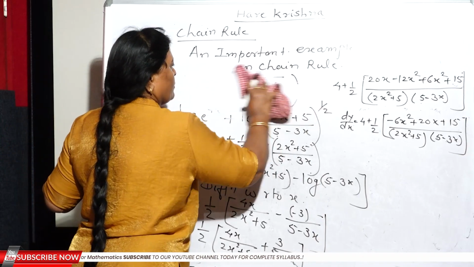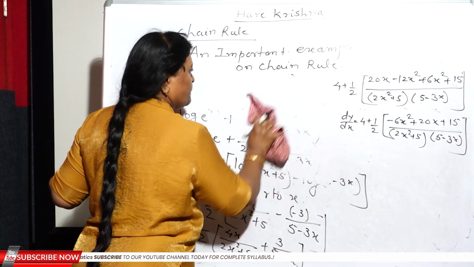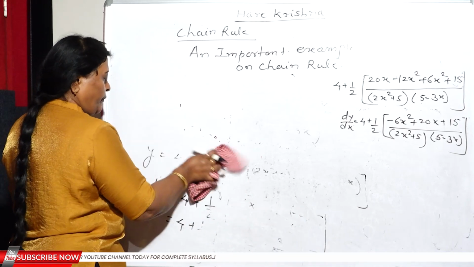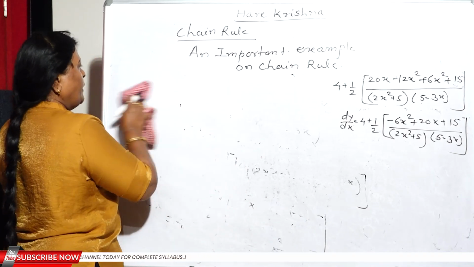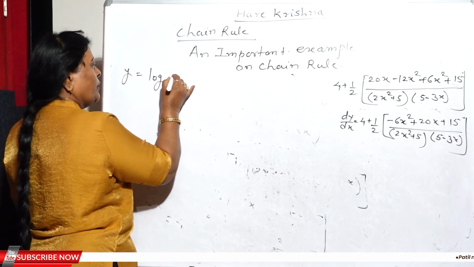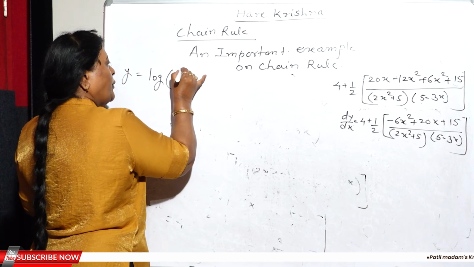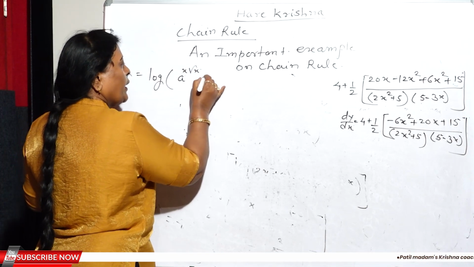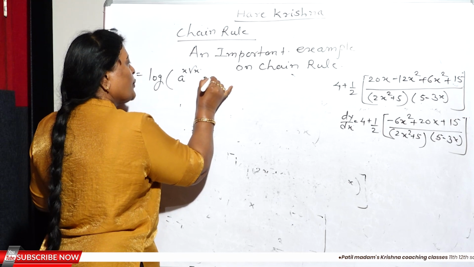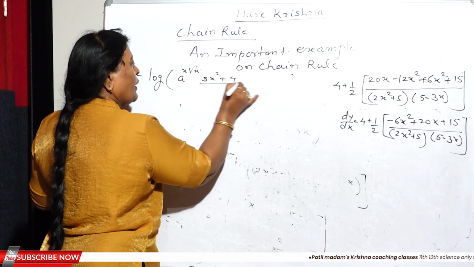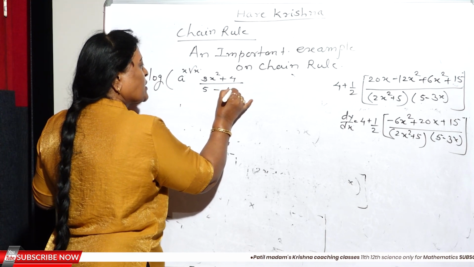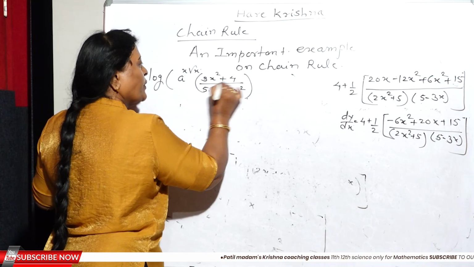Again I will take another problem. See here, another one. Here again y is equal to log of a to the power x root x, times 3x square plus 4 divided by 5 minus 4x square, whole to the power 4 by 3.